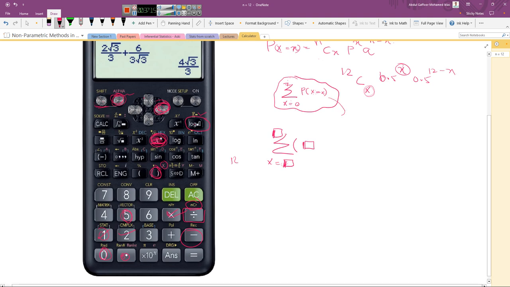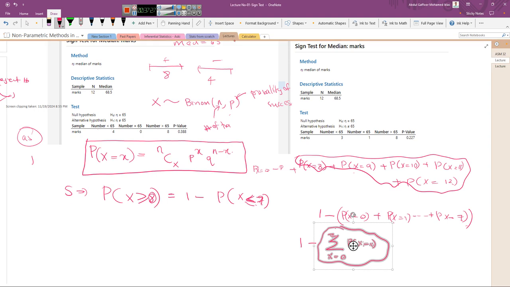So that is equal to 0.8061. Now I will go to our lecture module. Here this is equal to 0.8061. 1 minus 0.8061 is equal to 0.1938, right? So this is one tail.